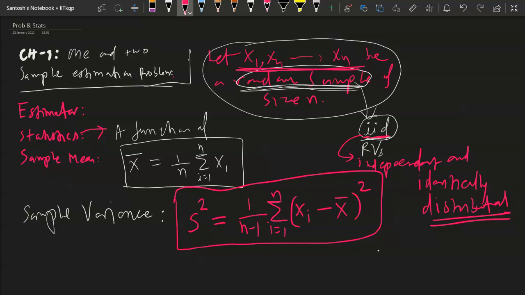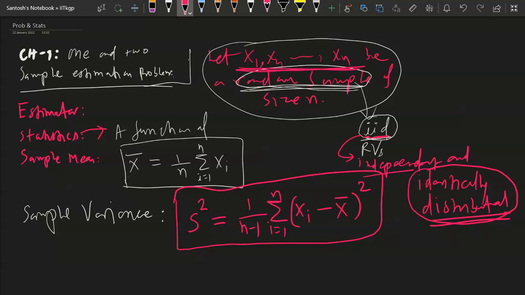So IID means they are independent and they are identically distributed. What is the meaning of identically distributed? They have the same distribution. All the random variables have the same PDF. They are taken from the same population, you can say. That population has a unique PDF and CDF, so we have taken different samples, different random variables, from that population.